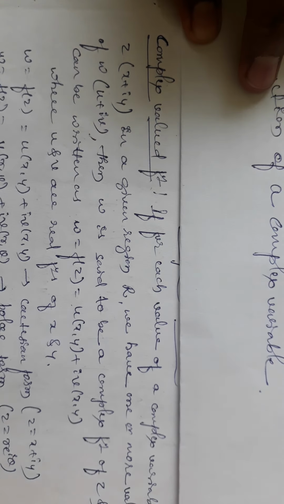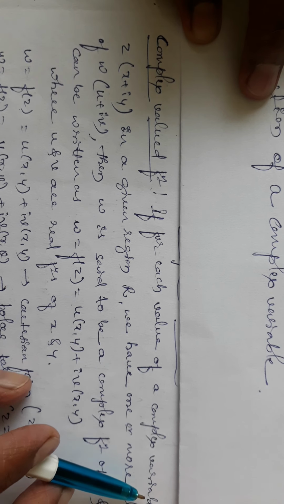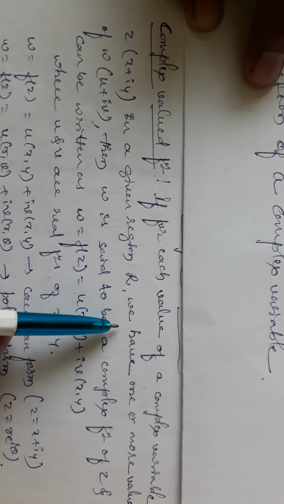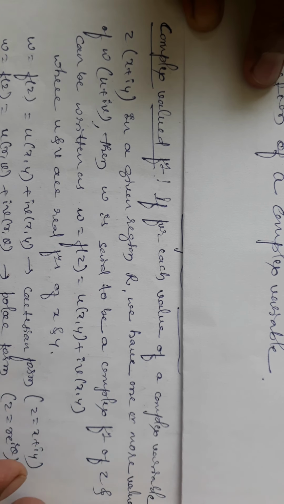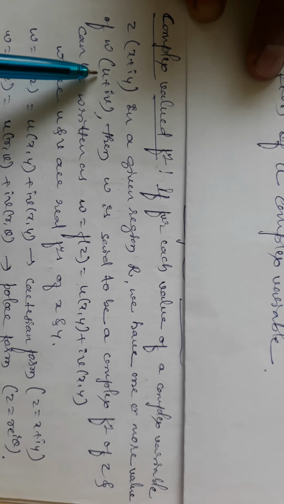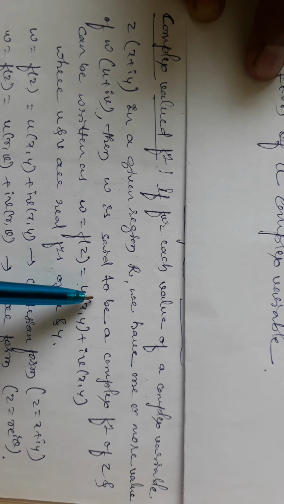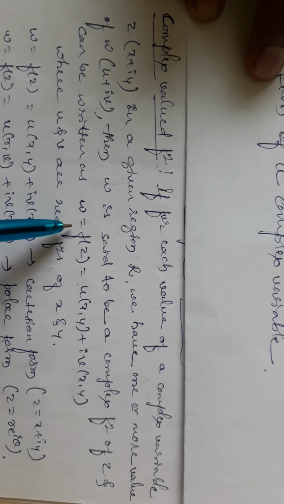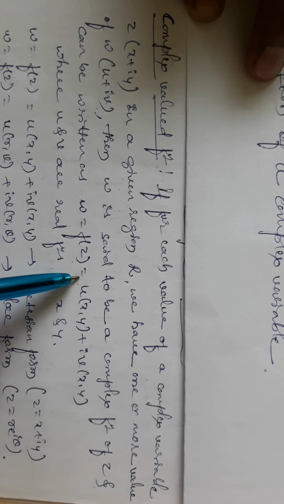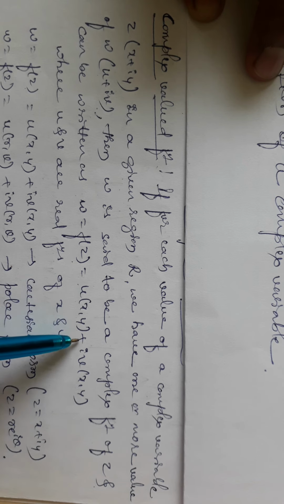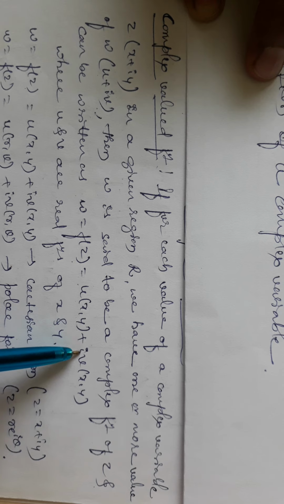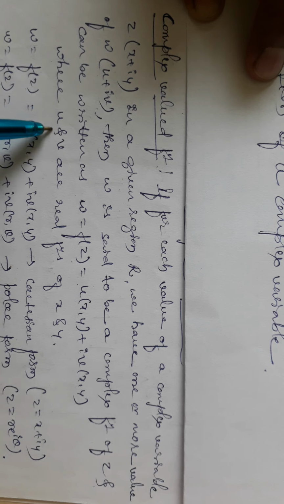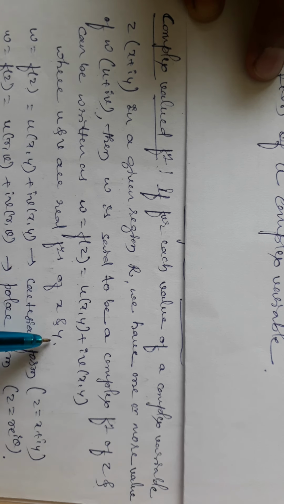If for each value of a complex variable z equal to x plus iy in a given region R, we have one or more values of w equal to u plus iv, then w is said to be a complex function of z and can be written as w equal to f of z, which is equal to u of x comma y plus i into v of x comma y, where u and v are real functions of x and y.